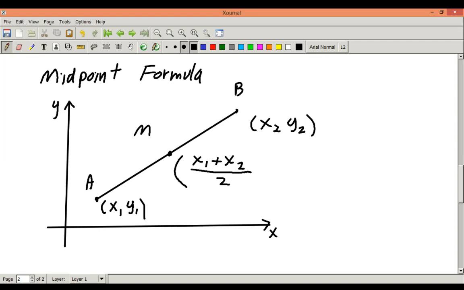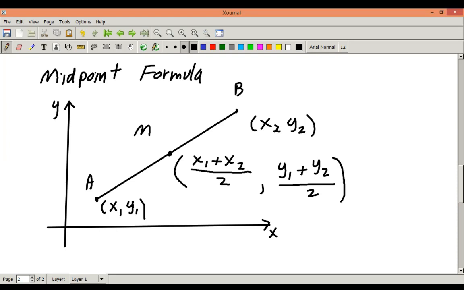So really, the midpoint is right in the middle of A and B. If you just take those endpoints and average them, that's what you will get for the x-coordinate of the midpoint. And you'll do the same thing for the y-coordinate. It's exactly vertically in between A and B, and so we'll just average the y-coordinates of A and B. To do that, again, you just add those two y-coordinates, so y sub 1 plus y sub 2, and divide by 2.